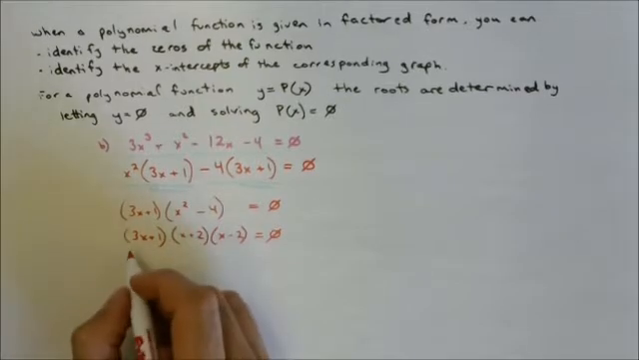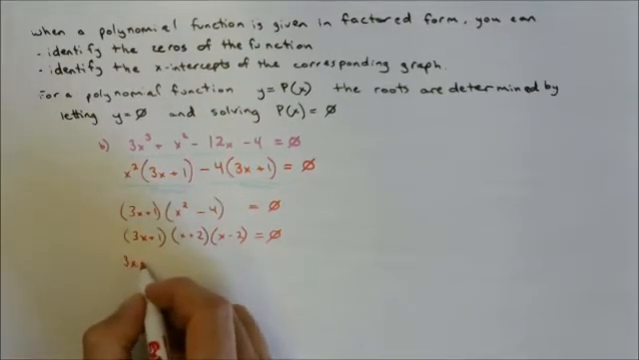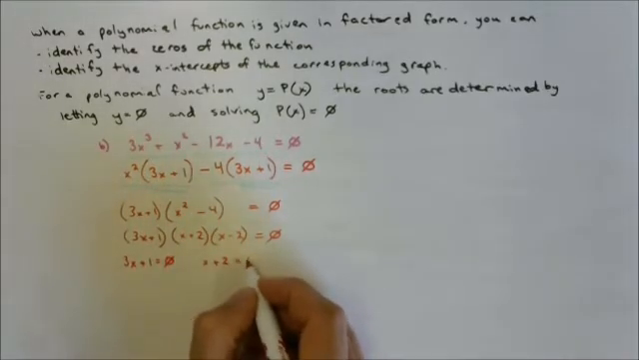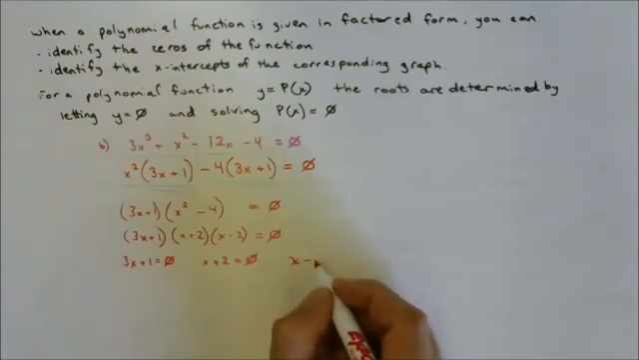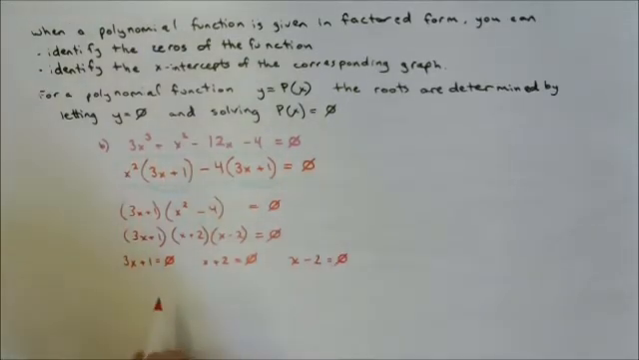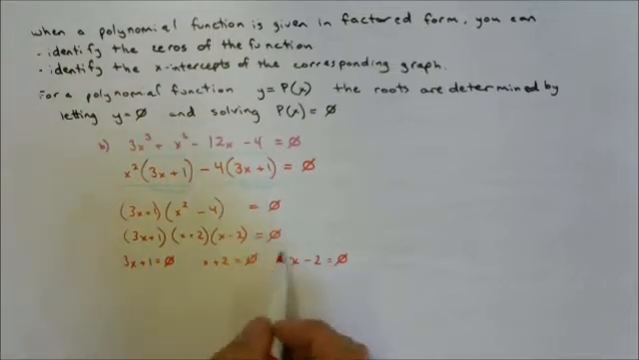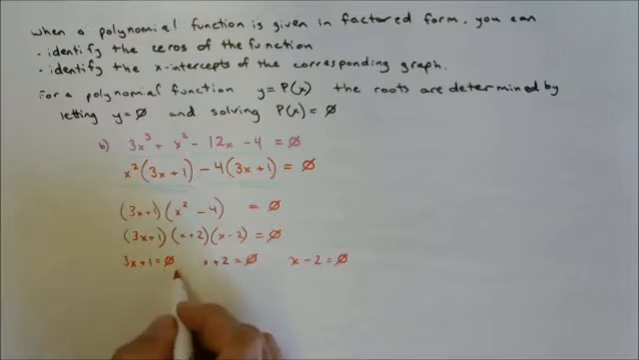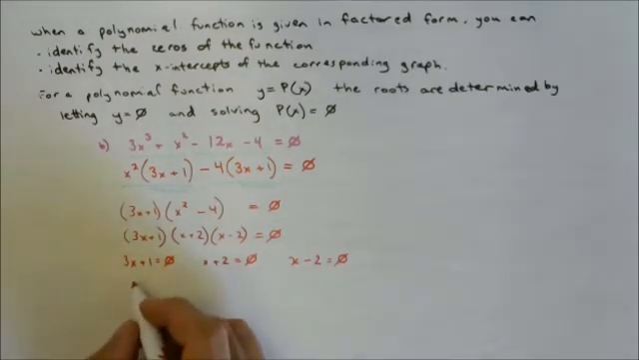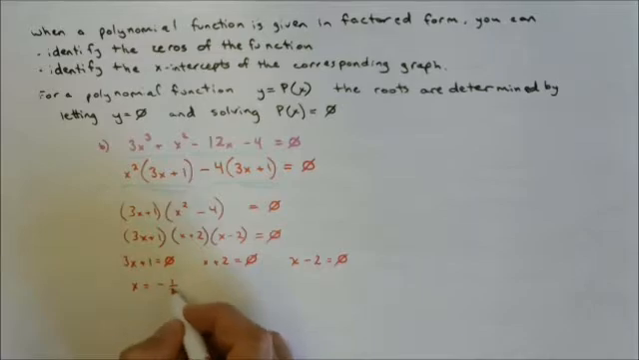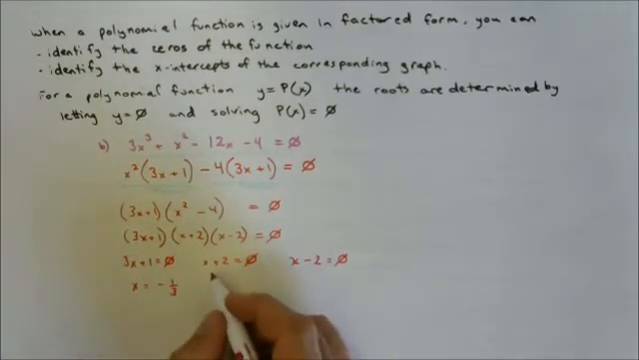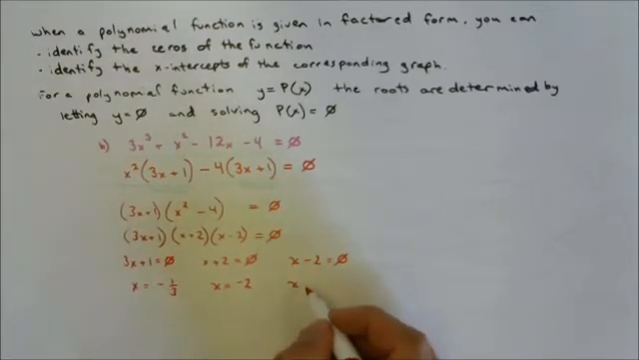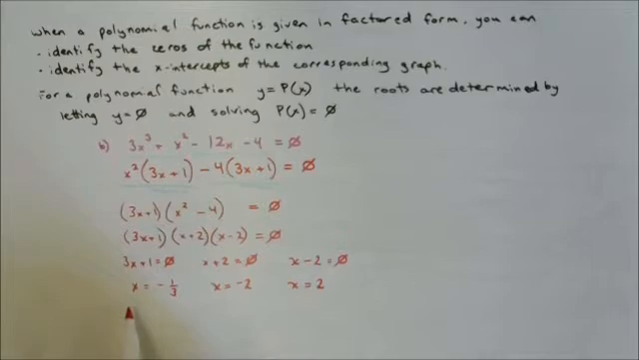So our solution, a solution that comes from the first term, a solution that comes from the second term, and a solution that comes from the third term. If any of these factors is 0, the whole thing would be 0. So simple algebra over here, we're going to subtract 1 from both sides and then divide by 3. We're going to end up with x equals negative 1/3 as a solution. Over here, we're going to subtract 2 from each side. We end up with x equals negative 2 as a solution. And here, adding 2 to both sides, x equals 2 as a solution.